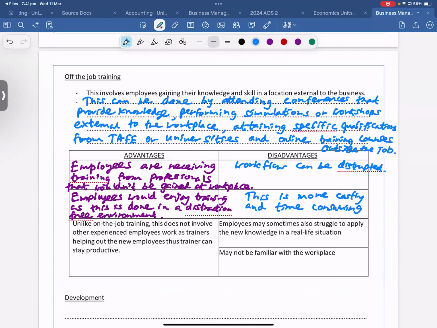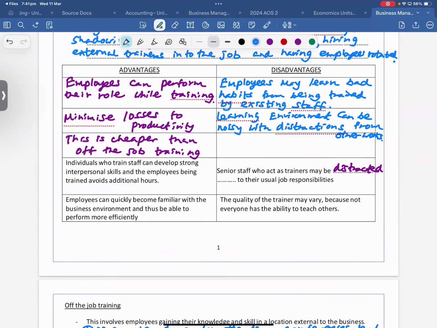right? Then a disadvantage of on-the-job is senior staff may be distracted because they are also training the employees while they are doing their job, but there is no such problem in off-the-job training because the trainers' exclusive job is to help out the employees. I mean, to train the people so that they are very productive. So like that, when you remember one set, you can automatically apply it to the other one, right?